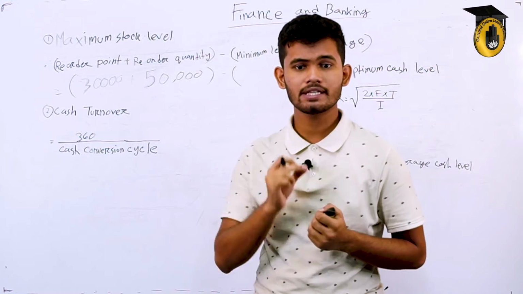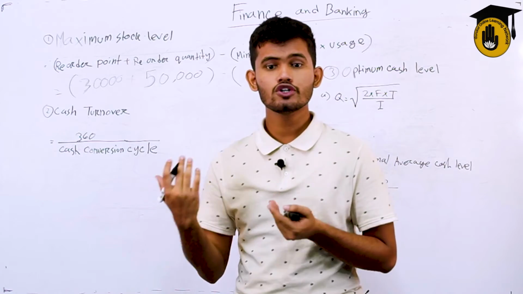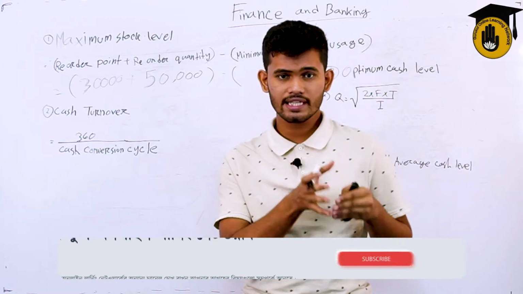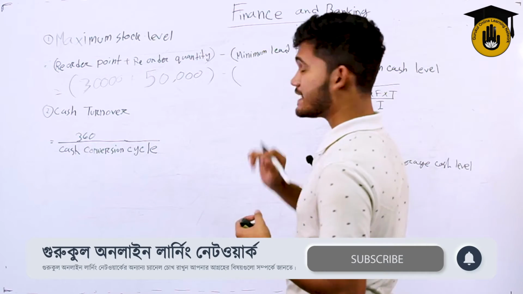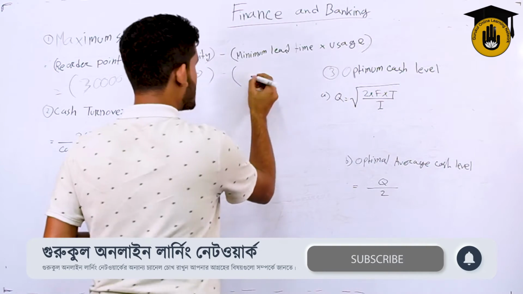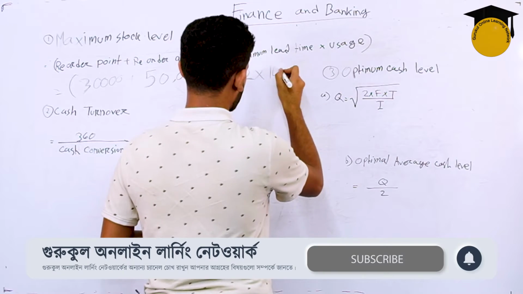Our minimum lead time is given. Monthly usage would be 10,000. After placing an order, it usually takes 2 to 3 months. So in that case, we'll take the minimum number. That means we'll take 2 months. Into the usage of 10,000 cups, the minimum lead time would be 2 into the usage of 10,000.